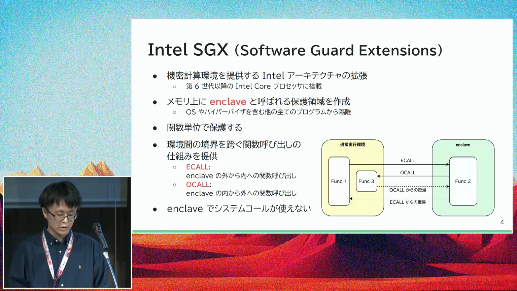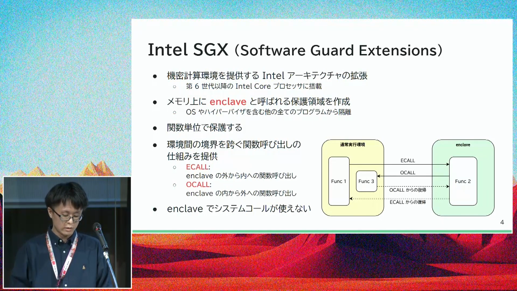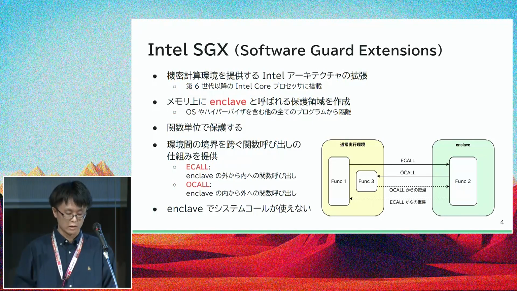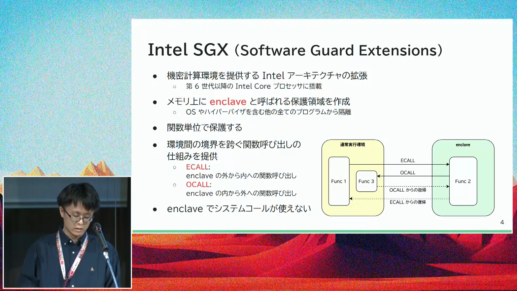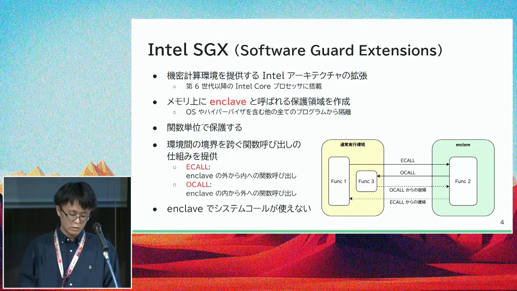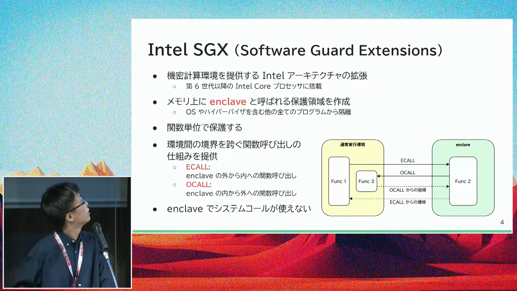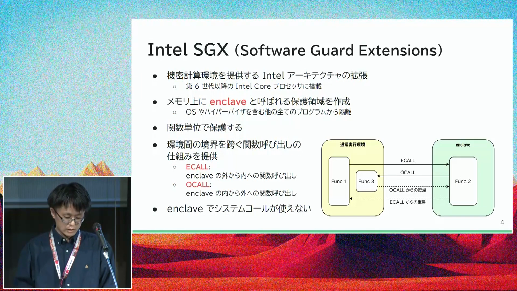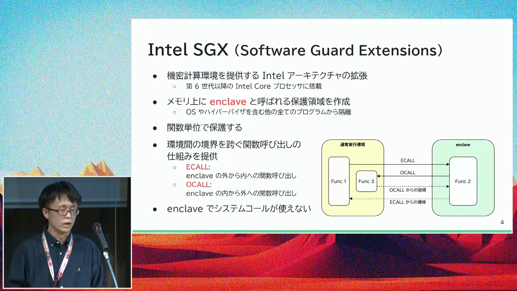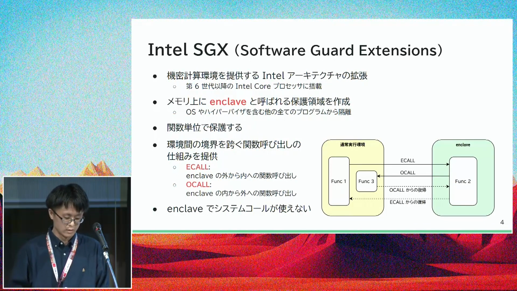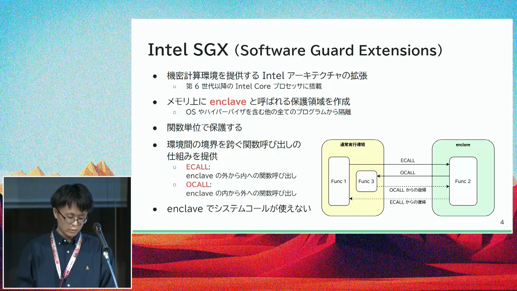SGX provides that confidential environment. From the sixth generation Intel Core processor, it incorporates the memory enclave, which is a protected area. The OS and hypervisor can be included, and they are all isolated from other users. SGX features are quite prominent, and protection is at the level of functions.